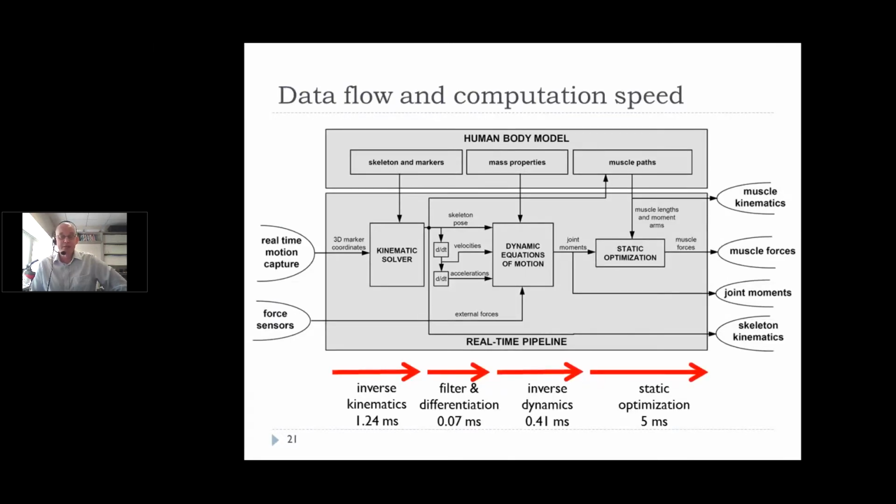So putting all these things together, now we have the whole data flow, and measuring the computation speed, we can do the inverse kinematics in about 1 millisecond. Filter and differentiation is very fast. Inverse dynamics is also very fast. And then we use a fixed amount of time for that static optimization. Altogether, we're doing this in about 7 milliseconds. So we can process well over 100 frames per second with this, much better than what we had hoped for, which was 25 frames per second.